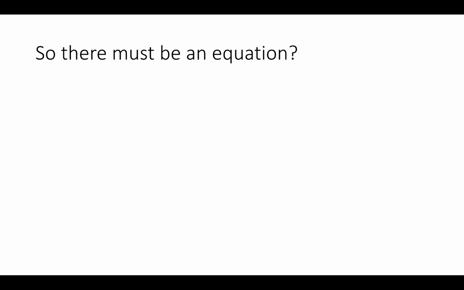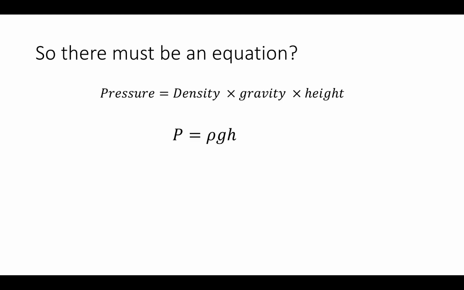So there must be an equation. This is physics, there's always equations, and there is. The pressure is equal to density multiplied by gravitational field strength multiplied by the column height. Shorthand is P equals rho g h, rho for density. It's like a P that's kind of slanted. I'll show you in a second.